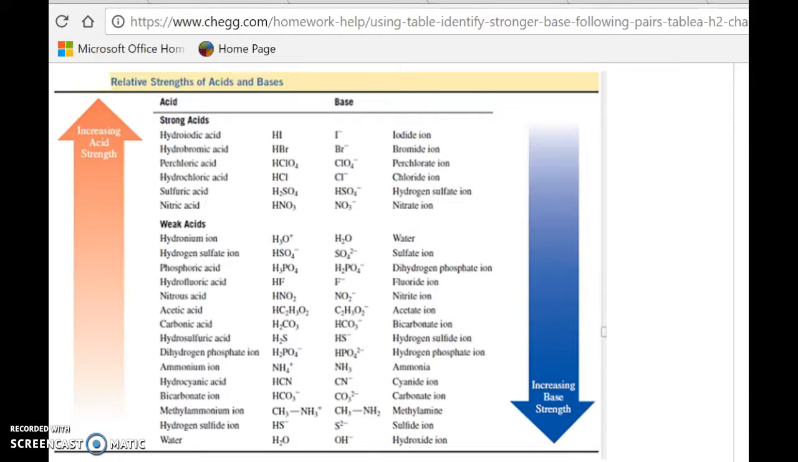Hello there. In this video, we will talk about strong and weak acids. So as you can see in the list, some of them are categorized as strong acids while the others are called weak acids. So we're going to look into what makes an acid strong or weak.